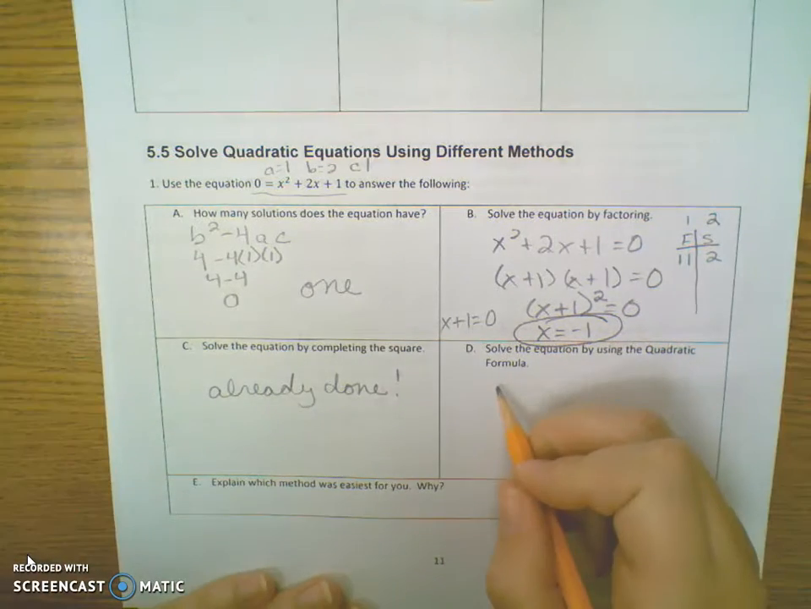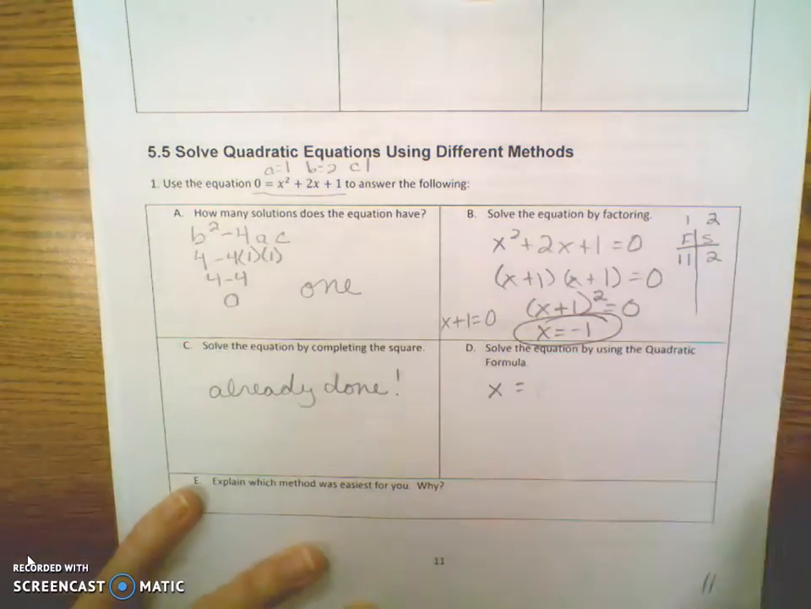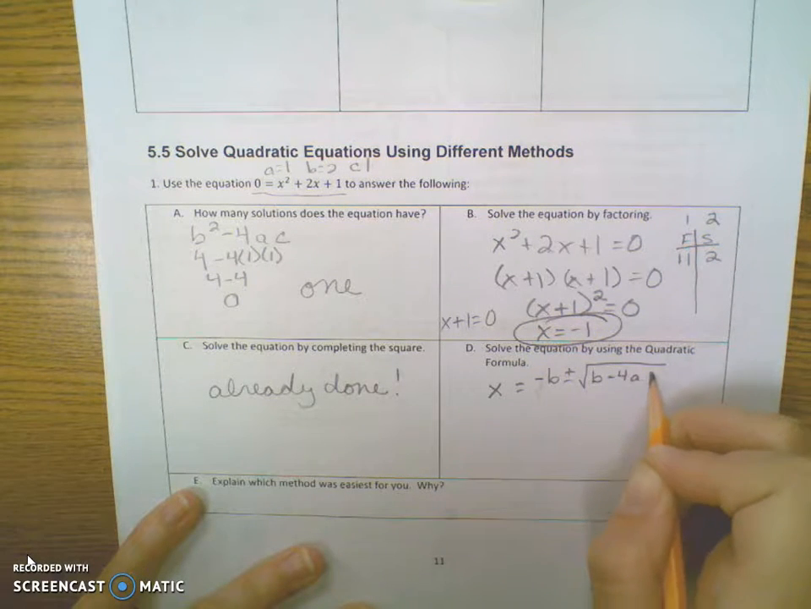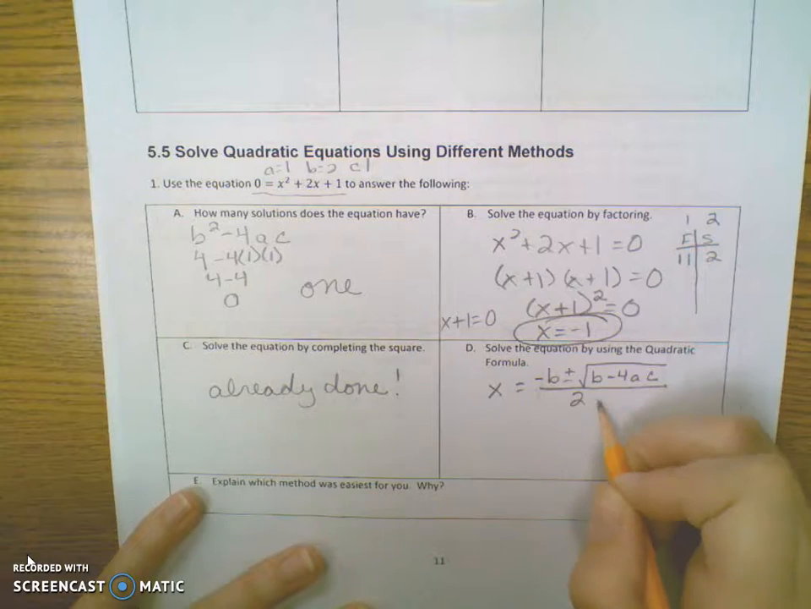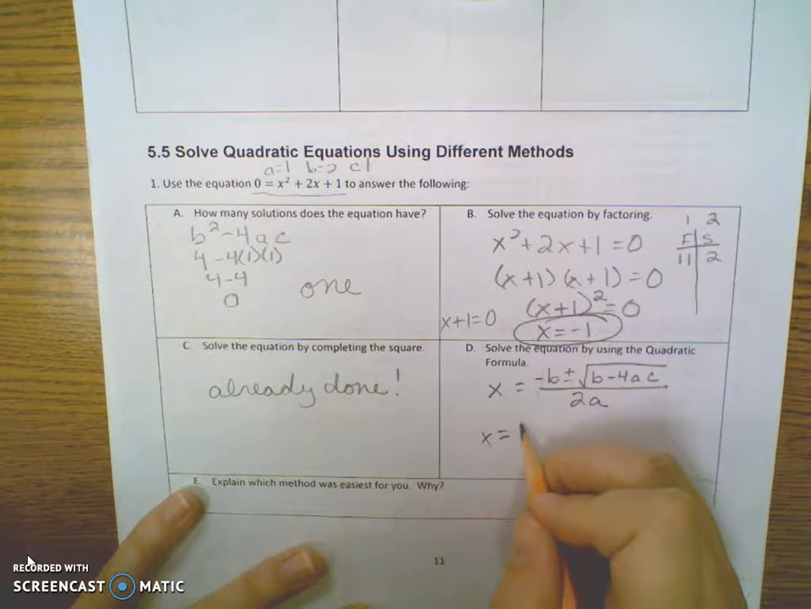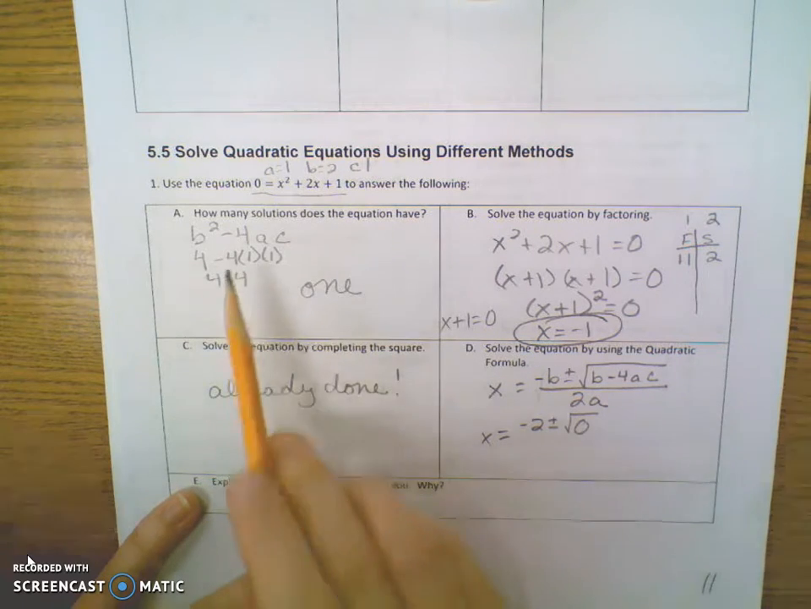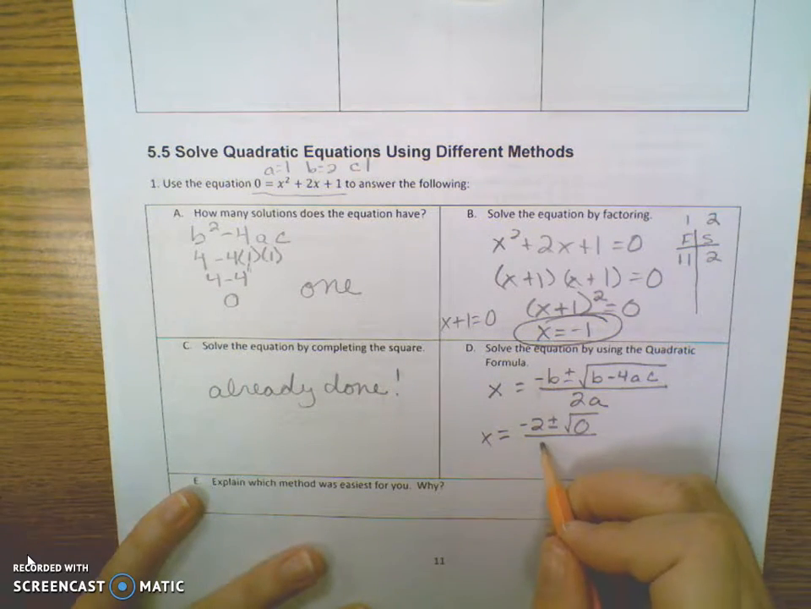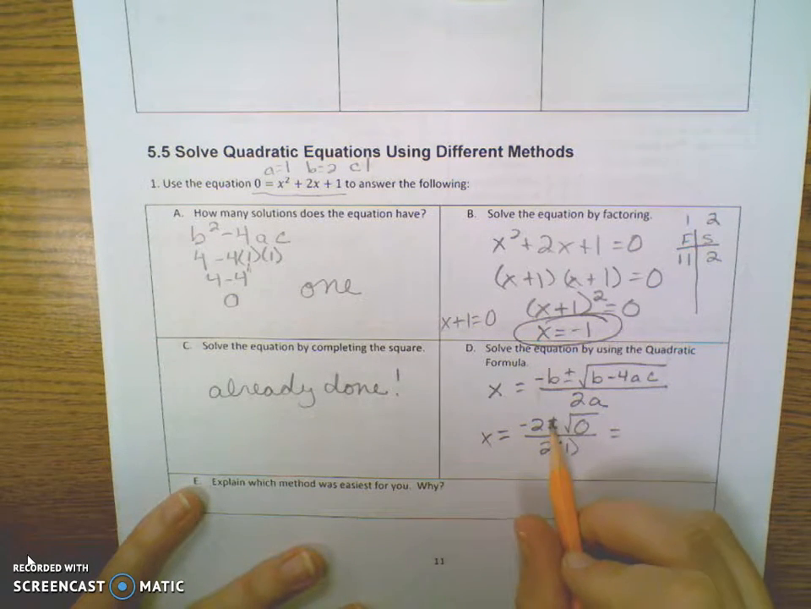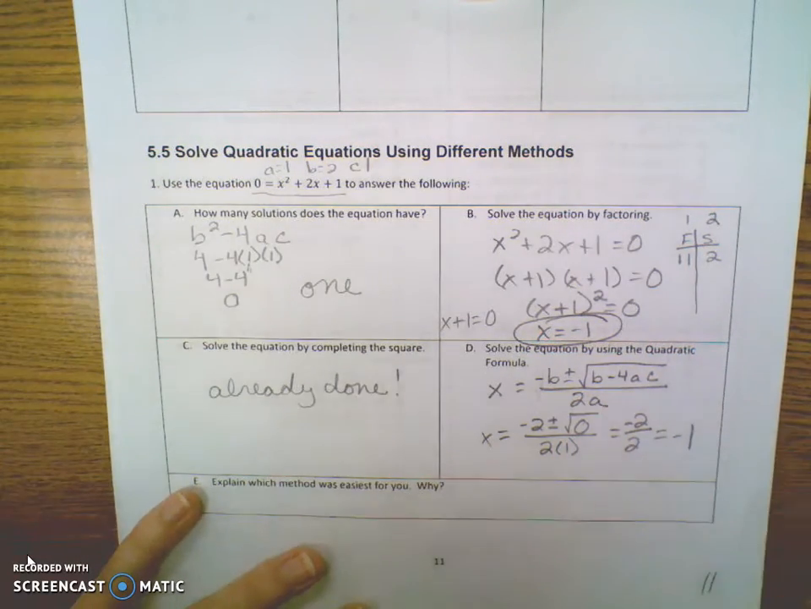And then the last one, solving by the quadratic formula. So x equals negative b plus or minus the square root of b squared minus 4ac, over 2a. And so x equals negative b, which is -2, plus or minus, and then we already know that this is 0 because we did it up there, over 2 times a, which is 1. So the square root of 0 is 0, and -2 plus or minus 0 over 2 is -2 over 2, so that's -1.